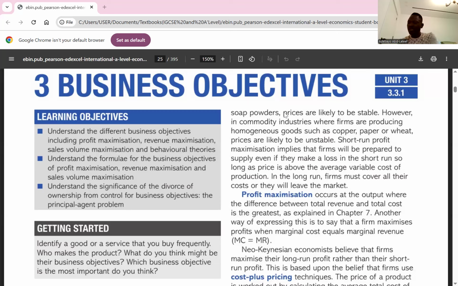Yes. Great. So what are the main objectives of a firm? One, profit maximization, revenue maximization, sales volume maximization, and profit satisficing. So we're going to start with profit maximization. When we talk about profit maximization, we're simply talking about making the highest possible profit in that market. That is your objective.